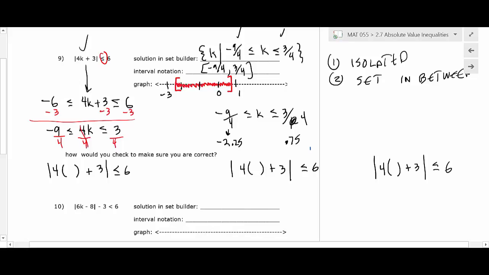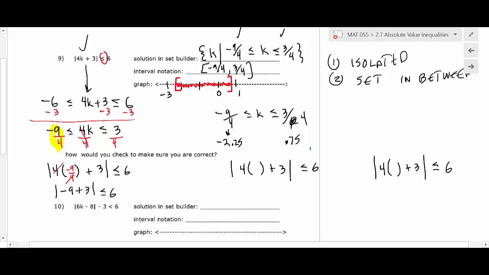Okay? So what are our endpoints? One of our endpoints was -9/4. So let's plug in -9/4, and don't freak out about the fraction because it's going to cancel anyway. What happens to those 4s? Cross out. Okay? So look what you're left with. You're left with |-9 + 3| less than or equal to 6.